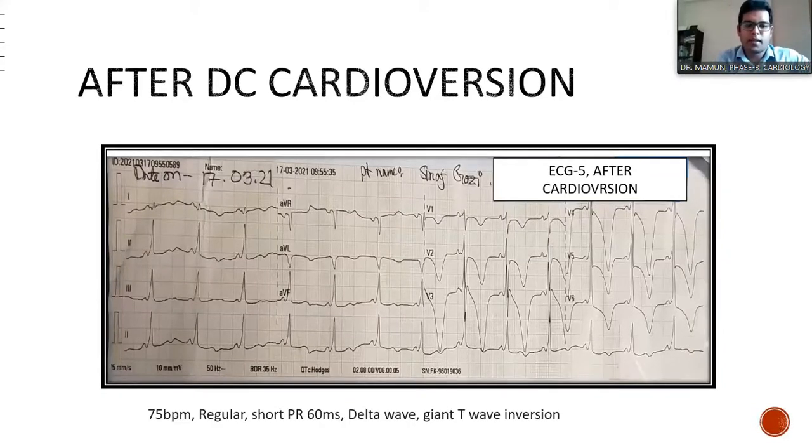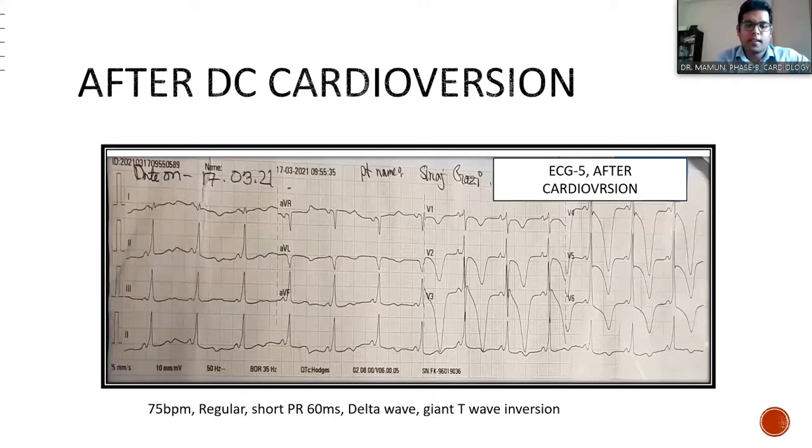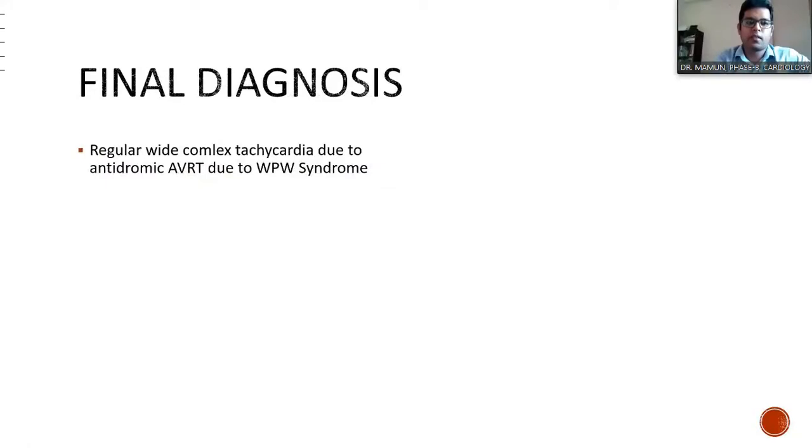There is a short PR interval. There is a delta wave of 60 milliseconds, and there is slurring of the QRS complex, prominent in II, III, aVF. There is also giant T inversion from V2 to V6. So our final diagnosis is regular wide complex tachycardia due to antidromic AVRT due to Wolff-Parkinson-White syndrome.